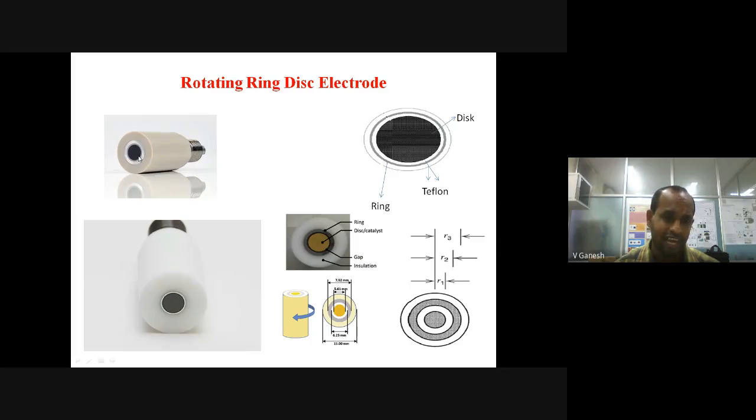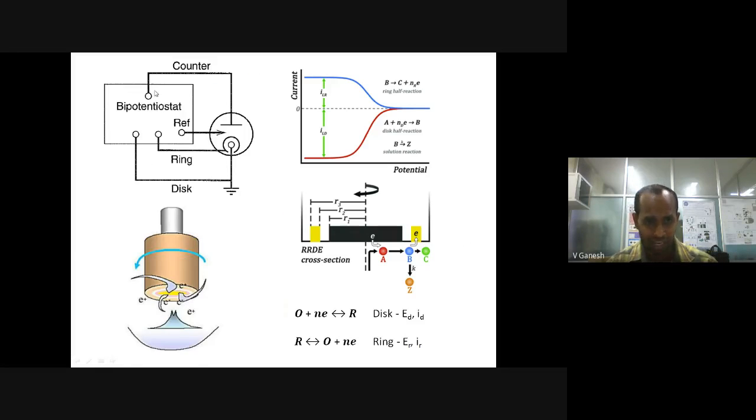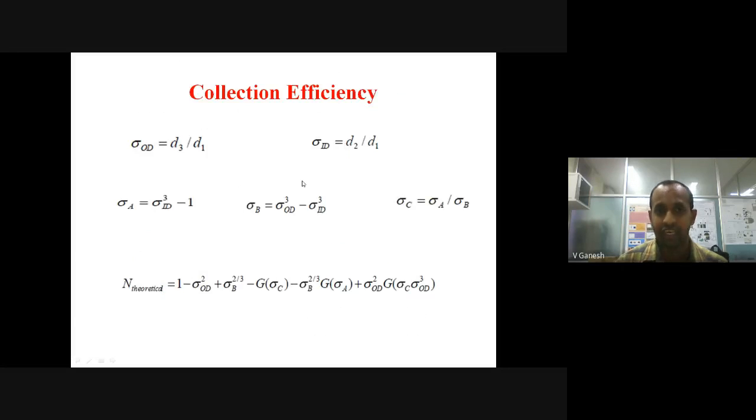This is a glassy carbon working disc electrode and a platinum ring electrode. So whatever reaction you carry out at the disc, the product you are able to detect at the ring electrode. You can use a bipotentiostat to control the potential of both ring and disc, so that you can carry out the reaction at the disc and analyze the product at the ring. It's a very, very useful technique.